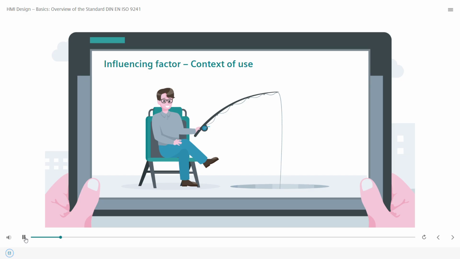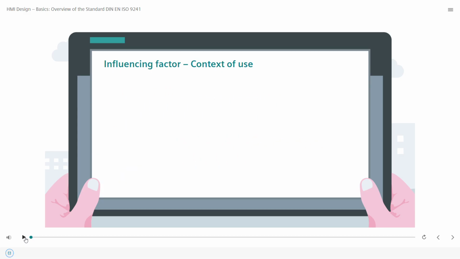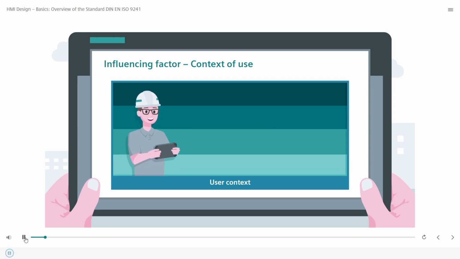To optimally design a user-friendly interface, you first need to know the context in which it will be used. The motto, "The bait has to appeal to the fish, not to the fisherman," applies here. To ensure your customers like working with your user interface, you need to think about the following contexts of use: user, work context, equipment, and work environment. Let's examine these one by one as they relate to Ingo.